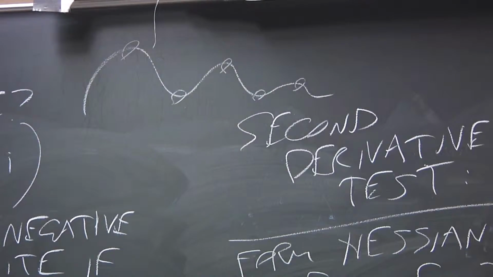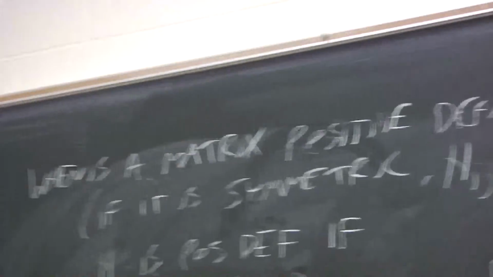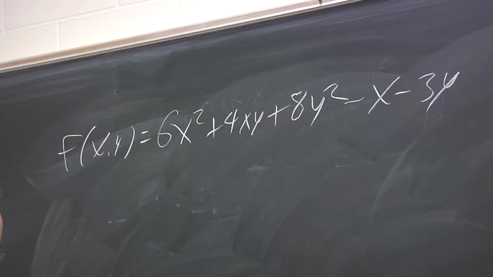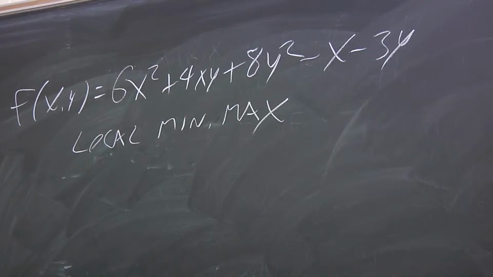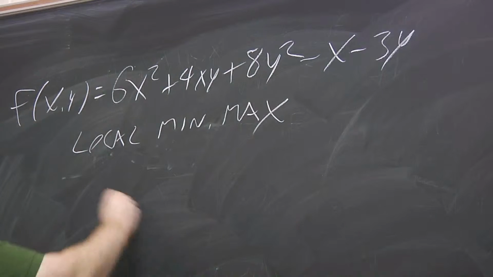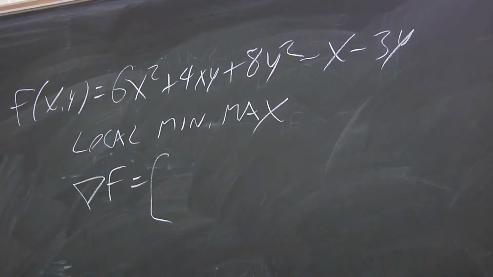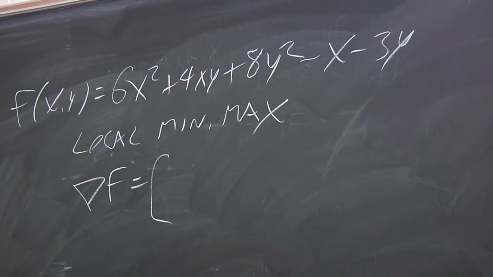But in many applications, one is interested in the absolute maximum or minimum. So this is a function we're looking at. We need to find local min and max. So first thing we need, gradient. We need partial derivatives of this with respect to x and y, and what would those be?